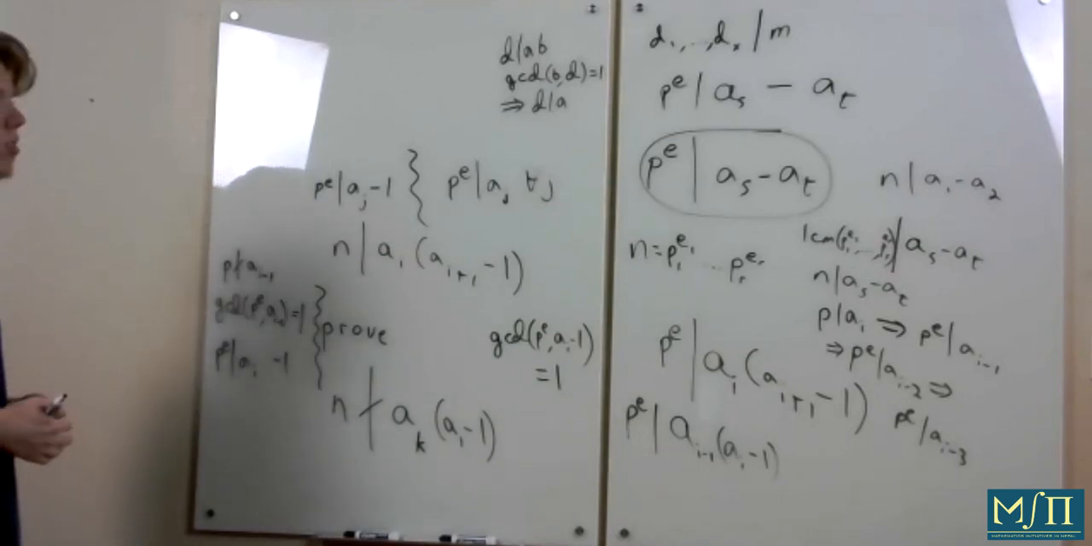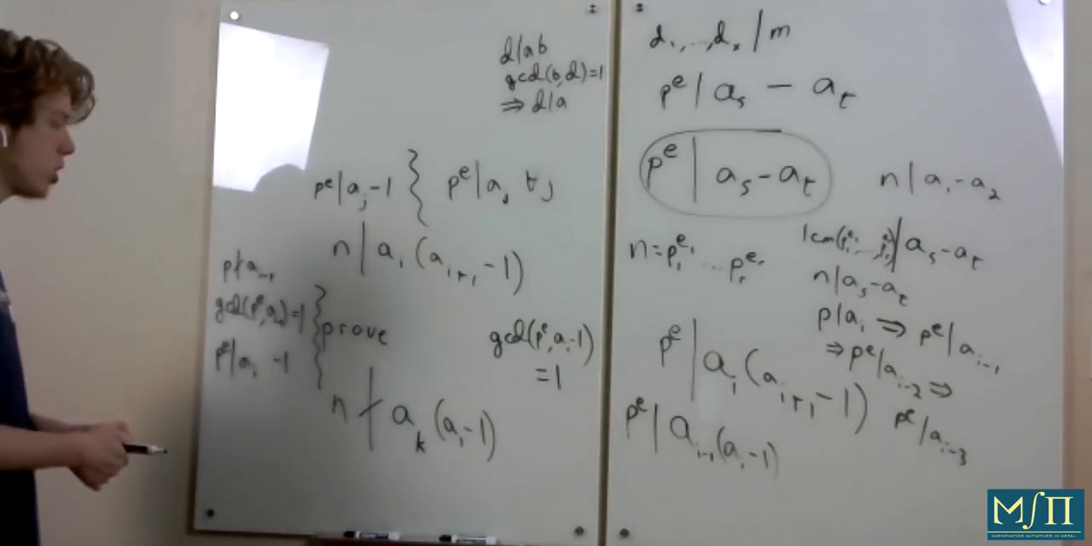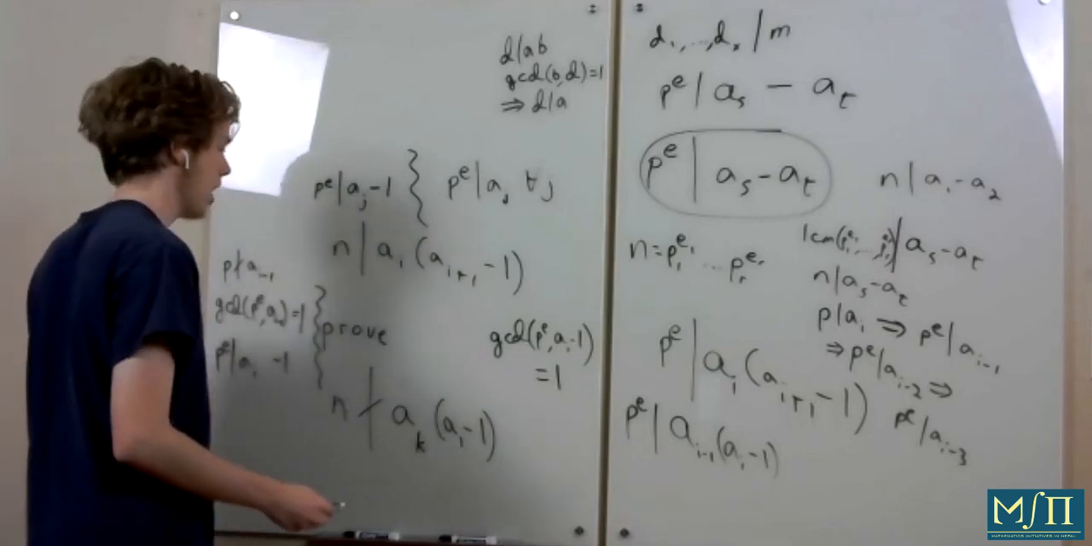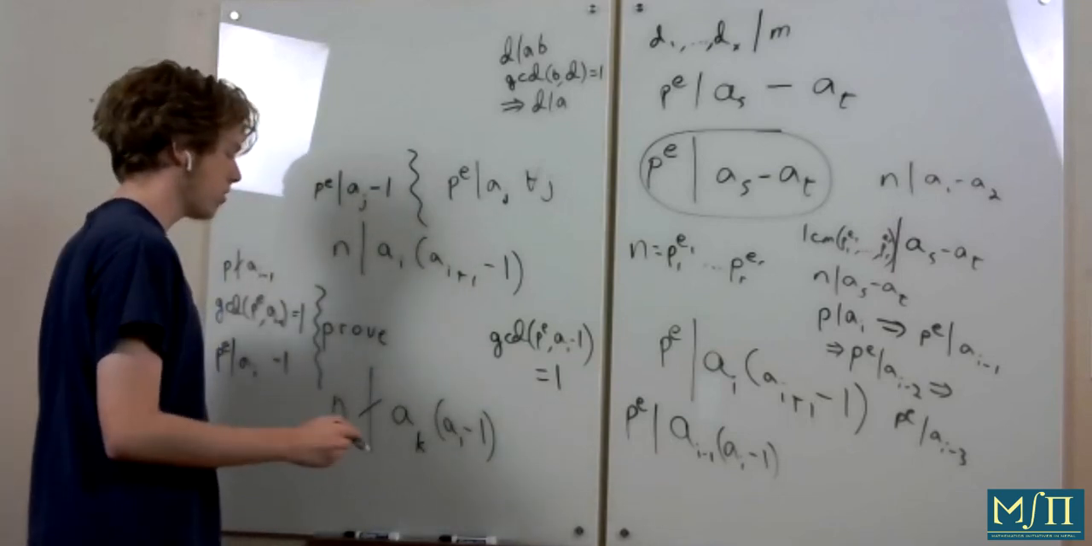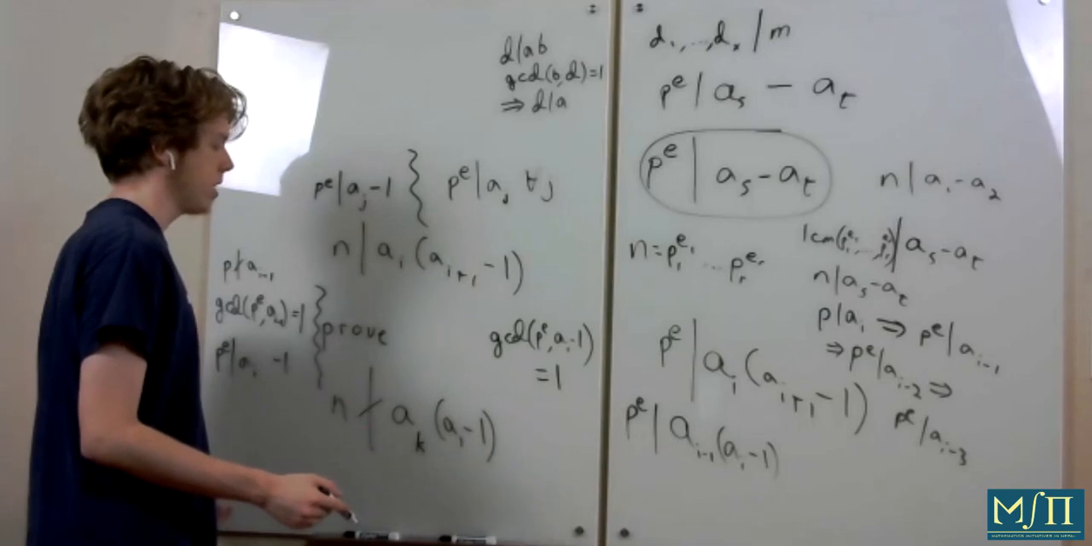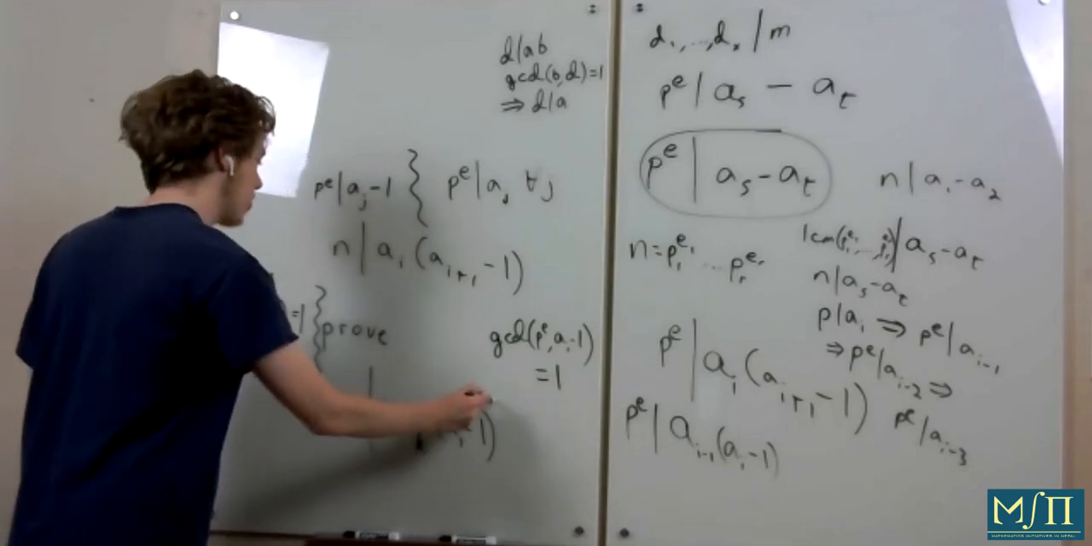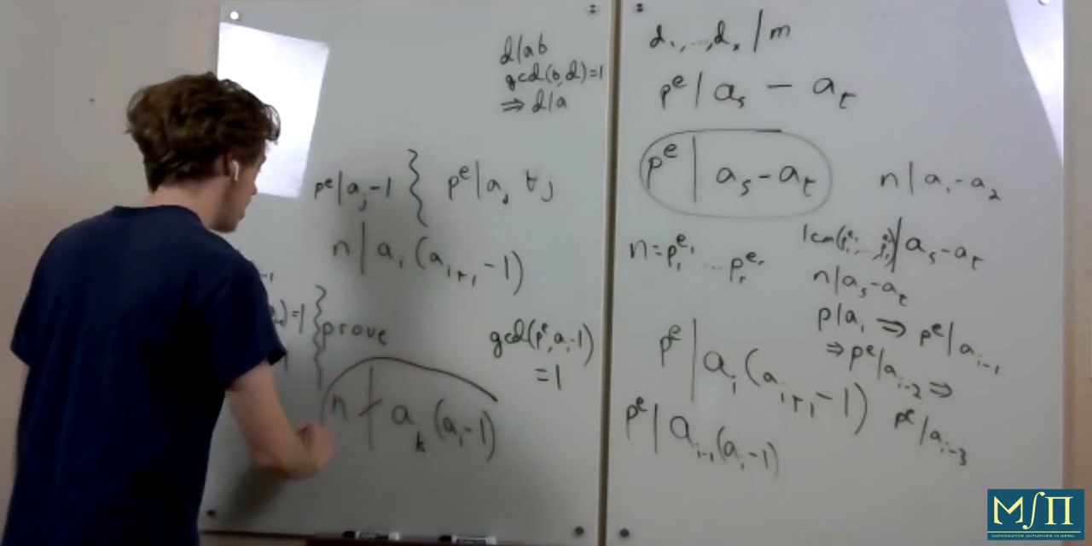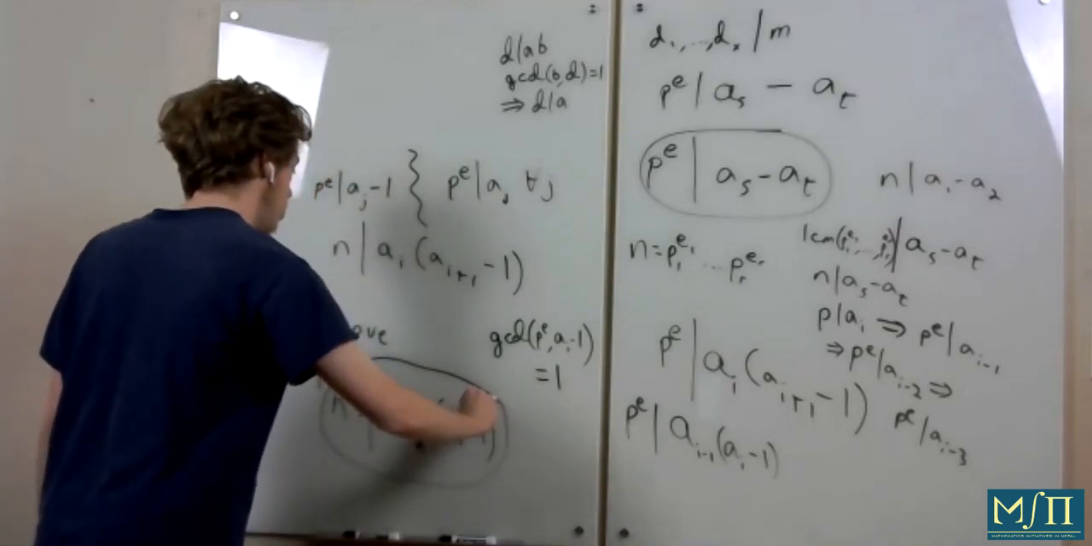And so this gives the contradiction that we needed, meaning our assumption that n divides a_k times a_i minus 1 is false. So we must have that n does not divide a_k times a_i minus 1, as desired. We're done.